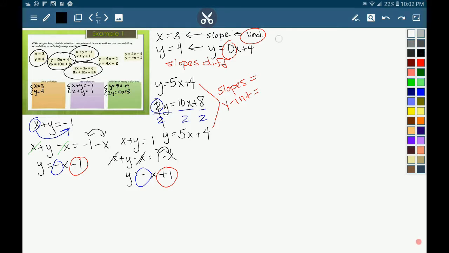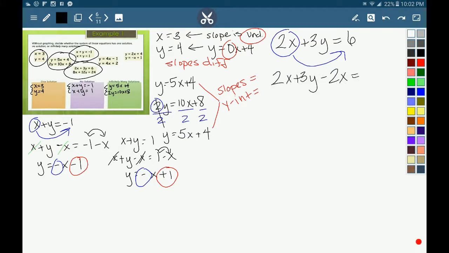We have 2x plus 3y is equal to 6. Again, I'm going to start putting that into y equals mx plus b the same way we did the first equation. So I see I need to get this 2x to go over to the other side. So since it's positive, I need to subtract it from both sides. 2x plus 3y minus 2x is equal to 6 minus 2x.